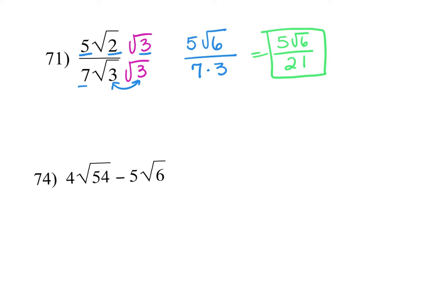One's inside, one's outside. Okay. You can only add them if they are like. Are those alike? No. So right now I cannot add or subtract them. Are they simplified?